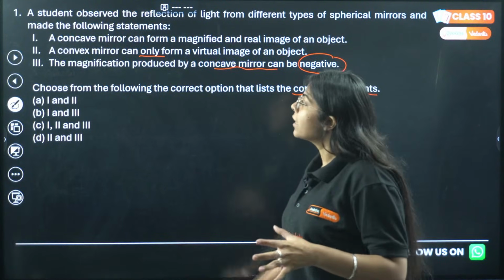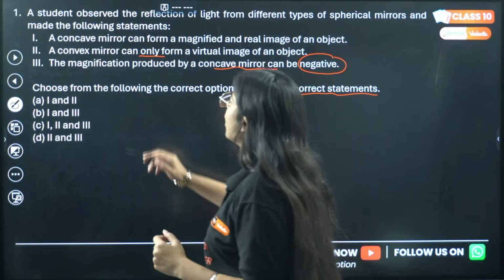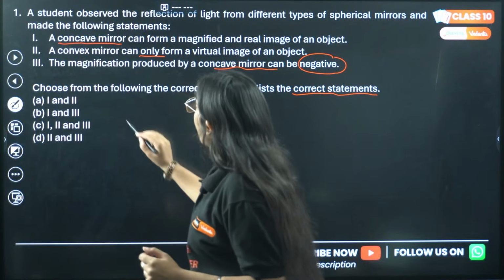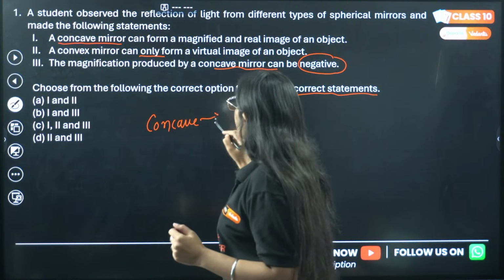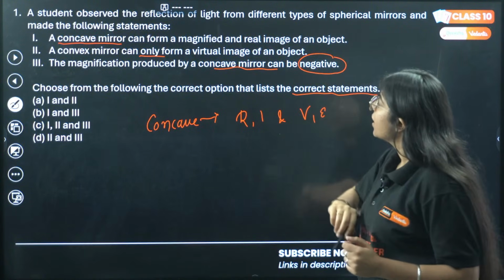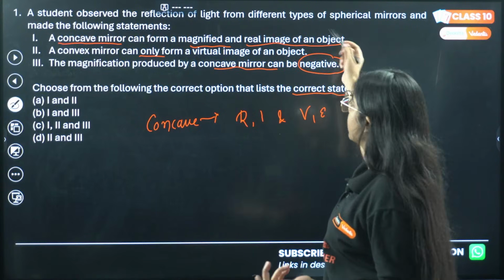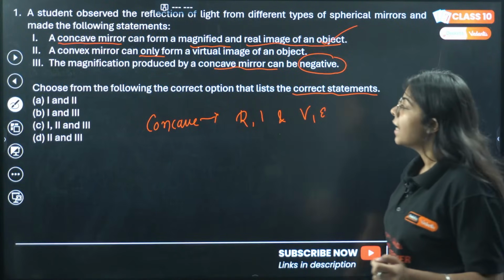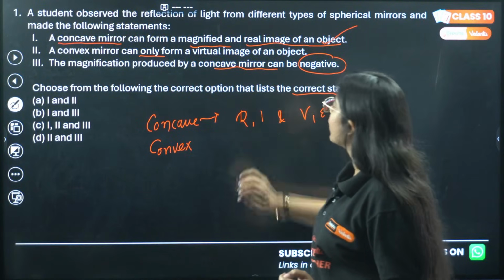Okay, so let's see how to approach this question. Let me give you a hint. The first thing given is a concave mirror. So what kind of images does a concave mirror form? We know it forms real inverted as well as virtual and erect images. So it said it can form a magnified and real image of an object. So that is true. Second is convex. A convex mirror can only form a virtual image of an object.